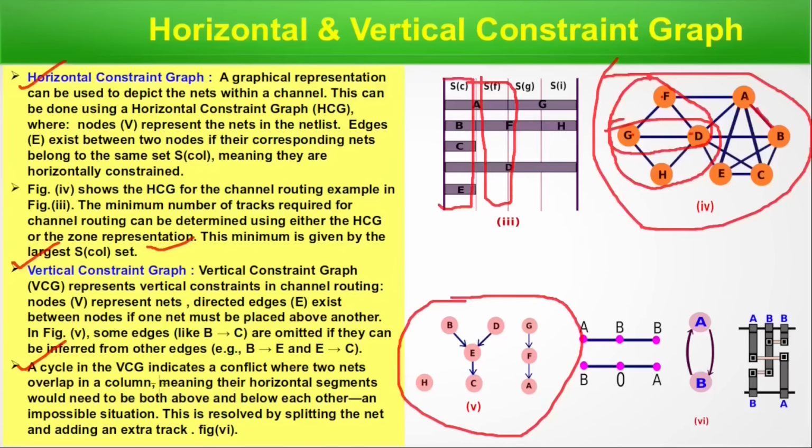This diagram is different. A cycle in VCG indicates a conflict where two nets overlap in a column, meaning their horizontal segments would need to be both above and below each other, an impossible situation. This is resolved by splitting the net and adding an extra track, like A to A and B to B, and this way it is split and the issue is resolved.